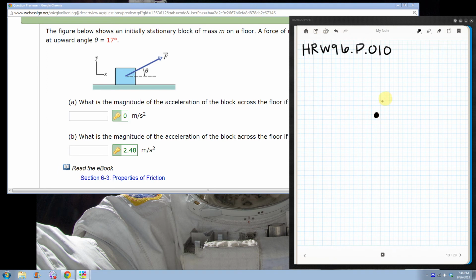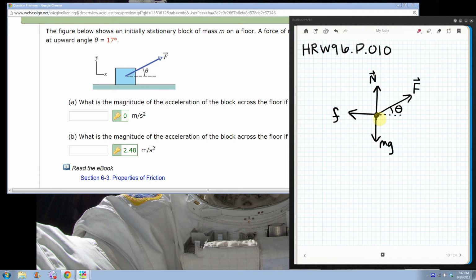Okay, here's our block. We've got a force F at an angle, theta, and the weight of the block will be pointing down. And we have a normal force. And we have friction. It's going to be in the opposite direction of the motion or possible motion. If this thing's going to move, it's going to move to the right, so friction must be over here.